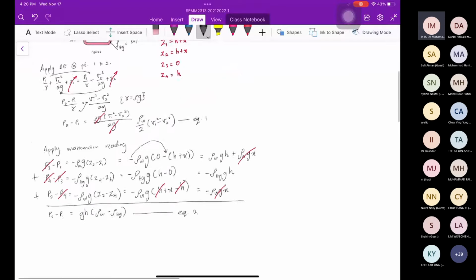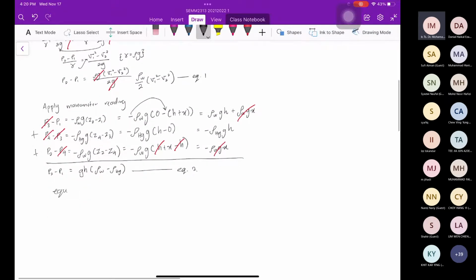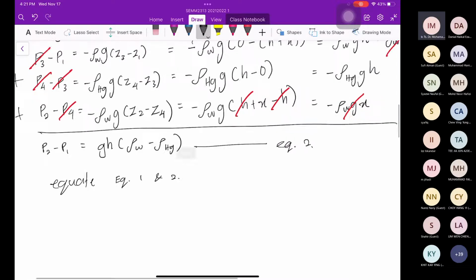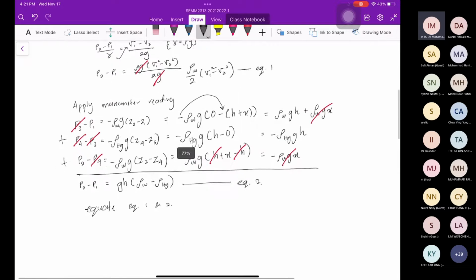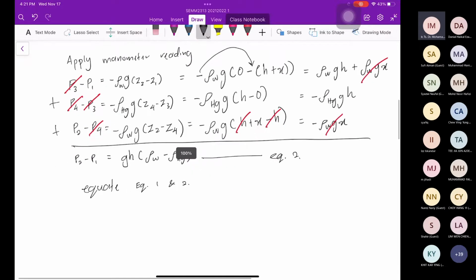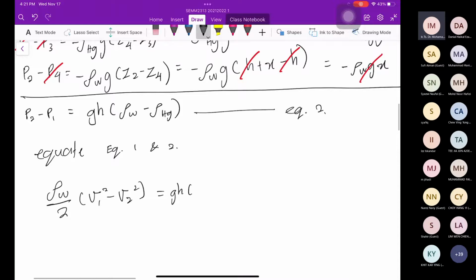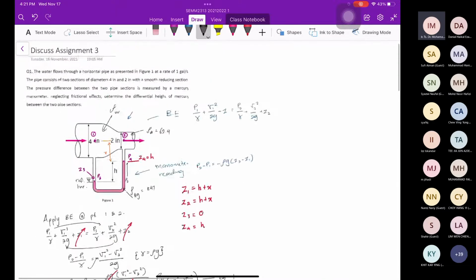So equate back equation 1 and equation 2. Okay, because both have the same subject, P2 minus P1, P2 minus P1, right? So, rho of water over 2, V1 squared minus V2 squared equal to gH, rho of water minus rho of mercury. So, from here, I need to find V1.